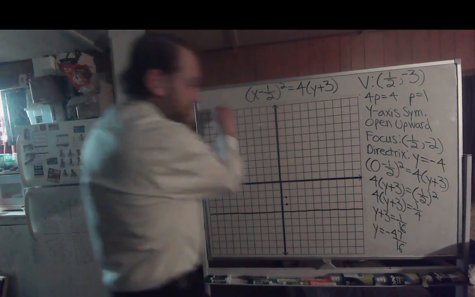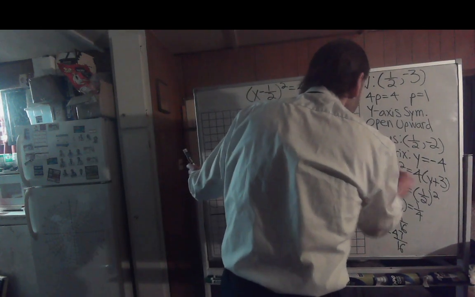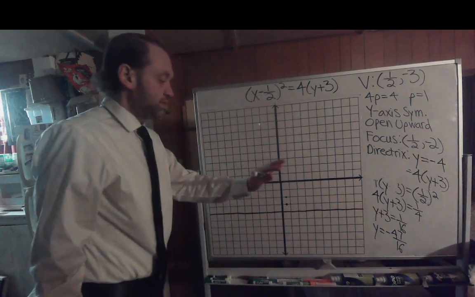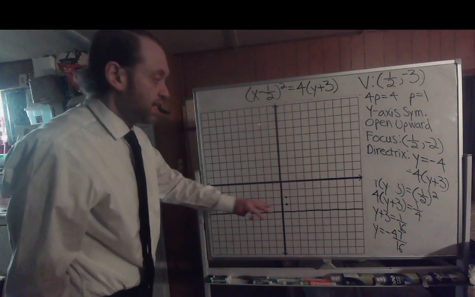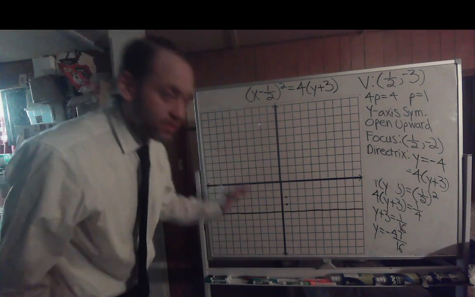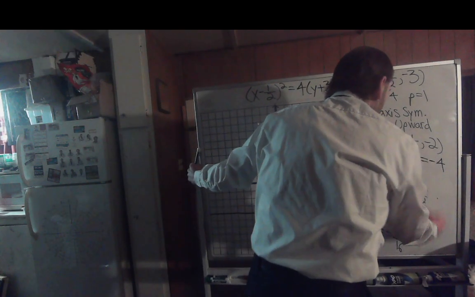All right. Let's pick x equals -1. So if it opens up or down, pick a couple x coordinates to the left of your x coordinate of the vertex and to the right of the x coordinate of the vertex. That's the best way to get sufficient points.